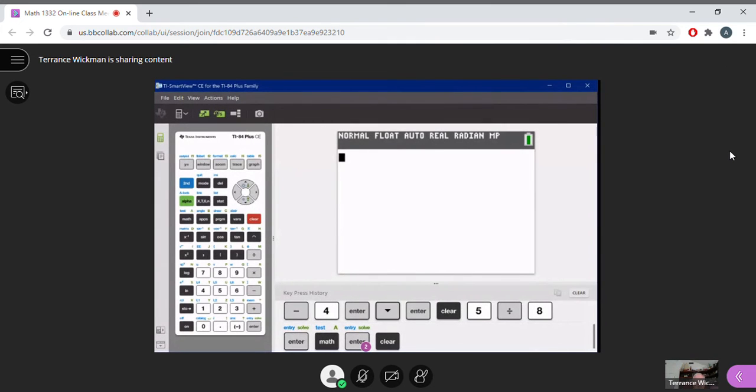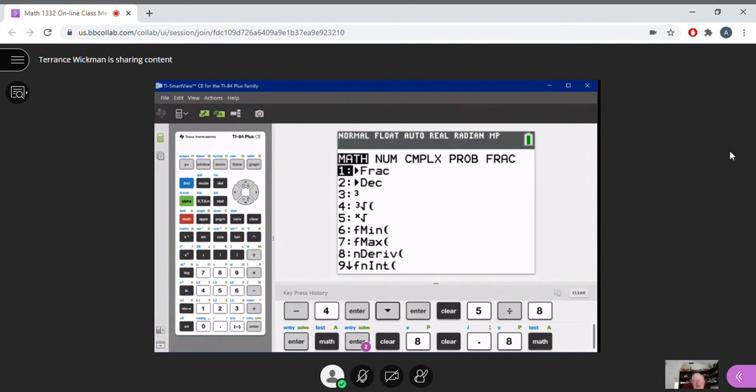That's 0.8. And we want, that didn't go out right, 0.8. And we want to change that to a fraction. We'll go over here to hit math. And by the way, 8/10 can be reduced to 2/5. So we're going to hit enter twice. Or 4/5, excuse me.